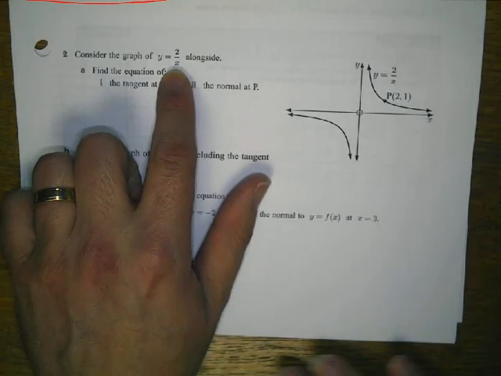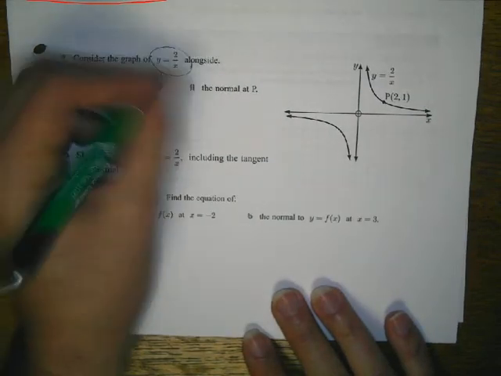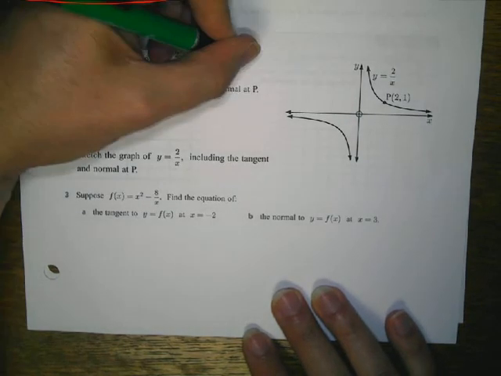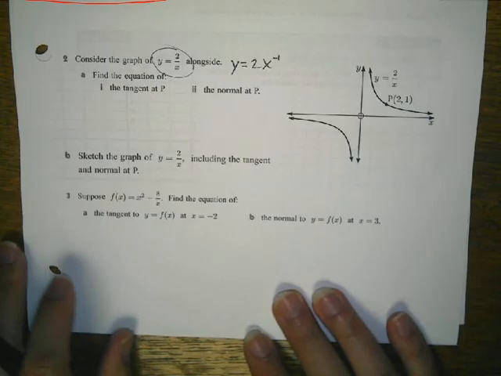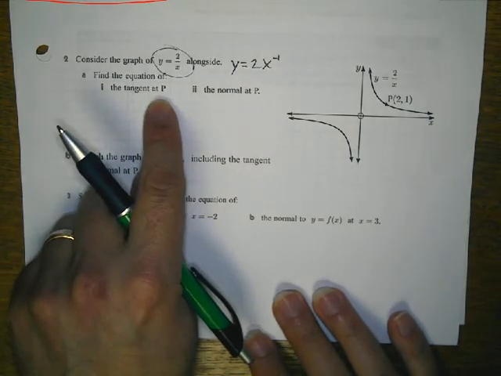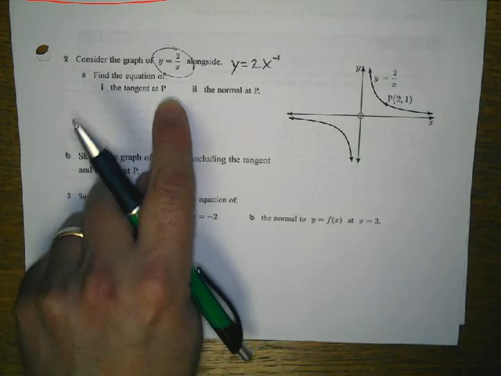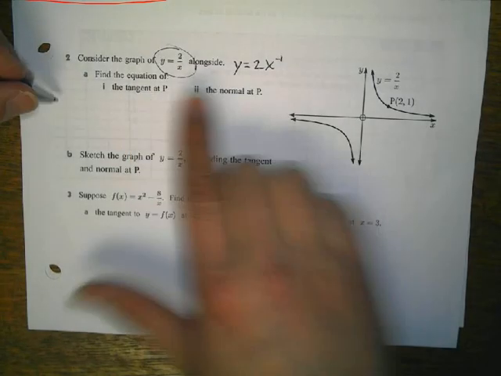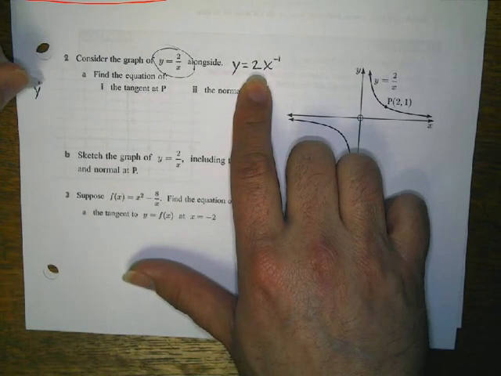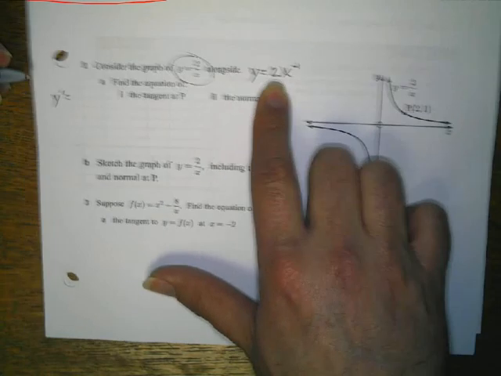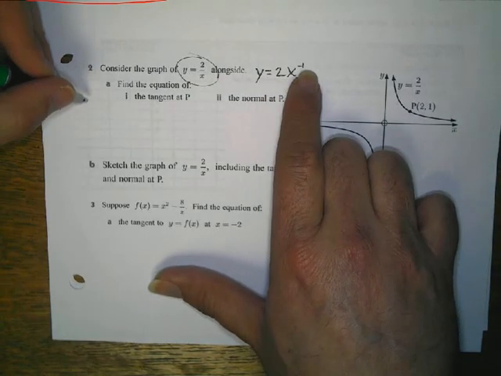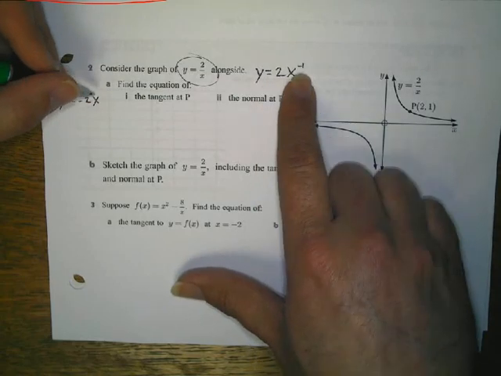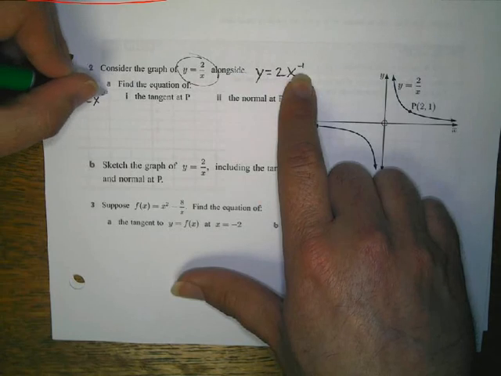Consider this equation. So the thing I like to do first is rewrite this so that I don't have x in the denominator. So I've got y equals 2 times x to the negative 1. Okay, so find the tangent equation for this. So the first thing I'm going to need to do is to find the derivative. So the derivative is equal to negative 1 times 2 gives me negative 2, and x, and then this power decreases by 1, so now it's going to be the negative 2 power.